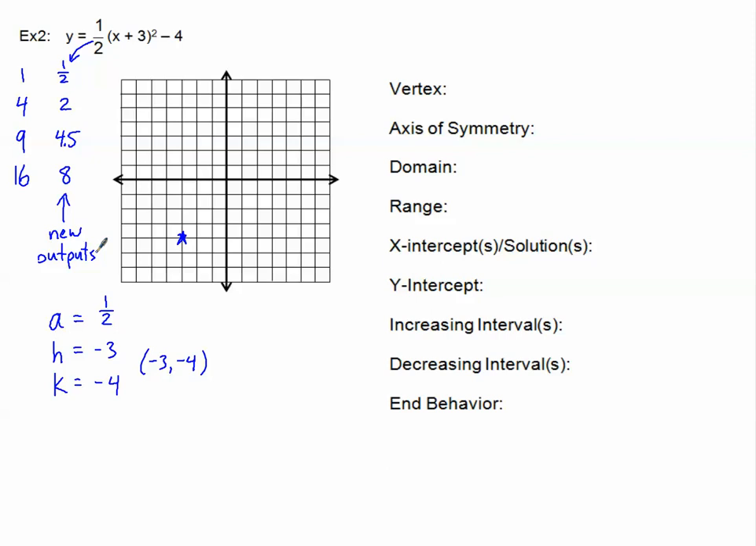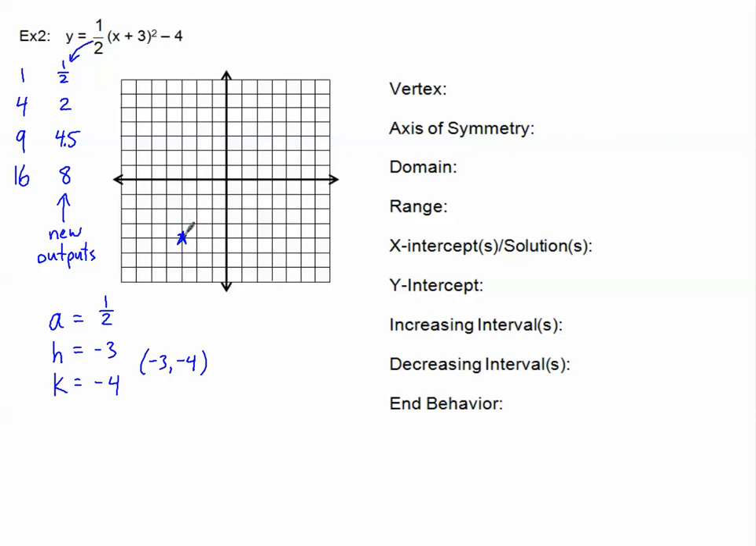We're still inputting a 1 and a 2 and a 3 and a 4. We're always doing that from the start. We're always going 1 to the right, 1 to the left, 2 to the right, 2 to the left, 3 and negative 3, 4 and negative 4. Nothing's changing that, but our outputs will change depending on what the value of a is. Since a is positive, we're still going to be going upward, but we're going to be doing half as much.